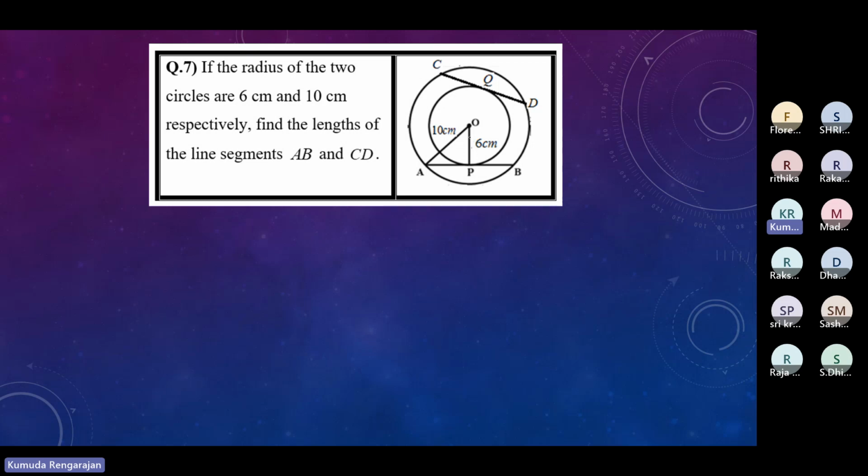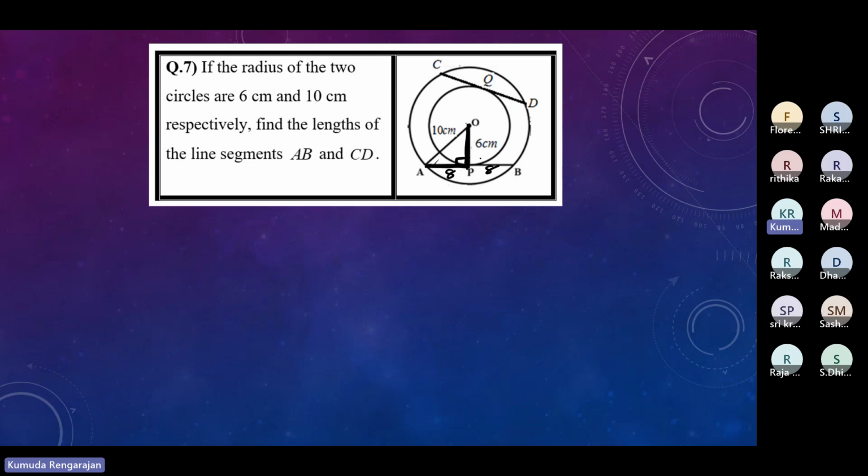Okay, so you can find AP using Pythagoras theorem. This is the radius, this is the tangent. OP radius, PA tangent, so this is 90 degrees. So it's a right triangle. So by Pythagoras theorem, AP is 8. And we know that a perpendicular from the center to the chord bisects the chord. So that means PB is also 8, which means AB is equal to 16 centimeters.